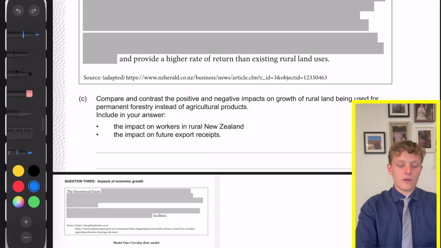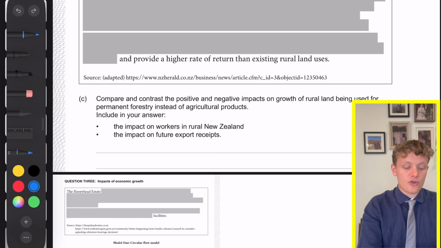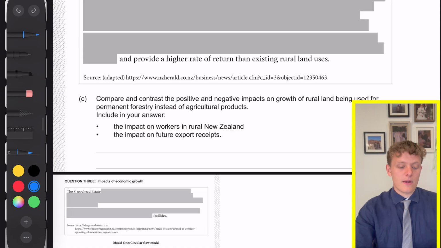Okay, let's skip on to future export receipts. Just during that, you want to be saying on the one hand, on the other hand, and try to use those comparing and contrasting words, not just listing facts.